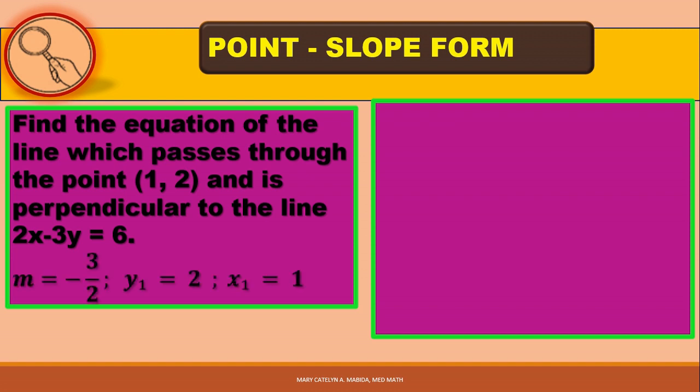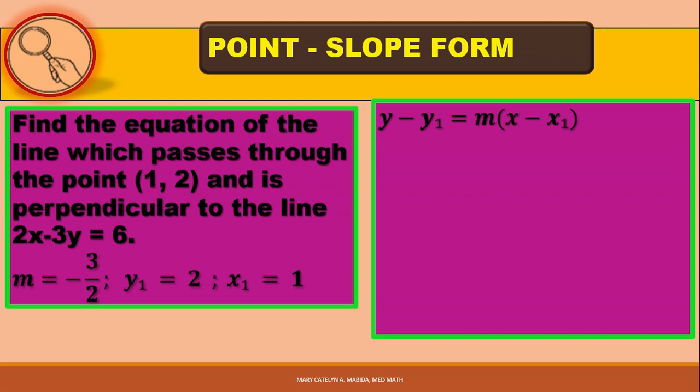Now, the slope of the equation 2x minus 3y is equal to 6 is 2/3. And the negative reciprocal is negative 3 over 2. Now, this time, it says that the equation passes through the point (1, 2). So, our y sub 1 is 2, and our x sub 1 is 1. To get the equation of the line perpendicular to 2x minus 3y equals 6, we are going to use the point-slope form.